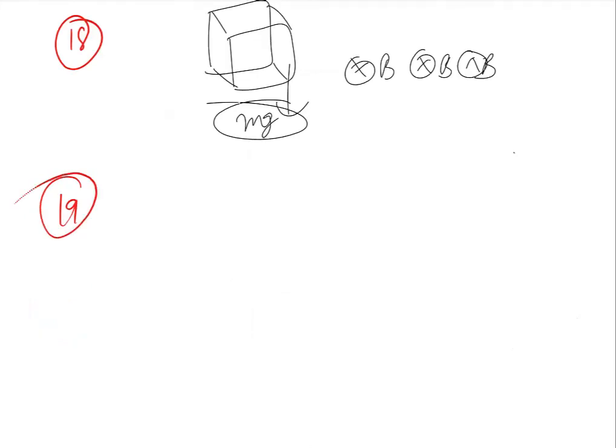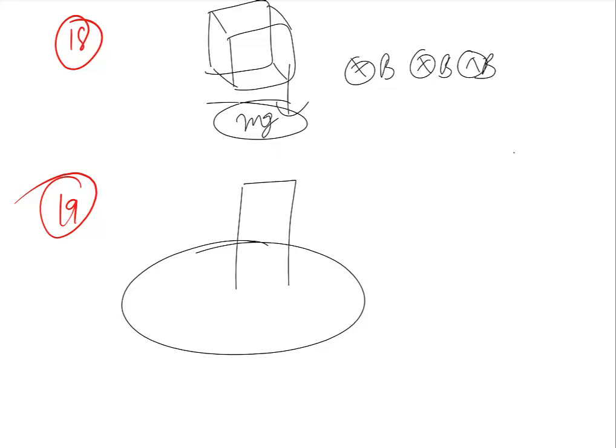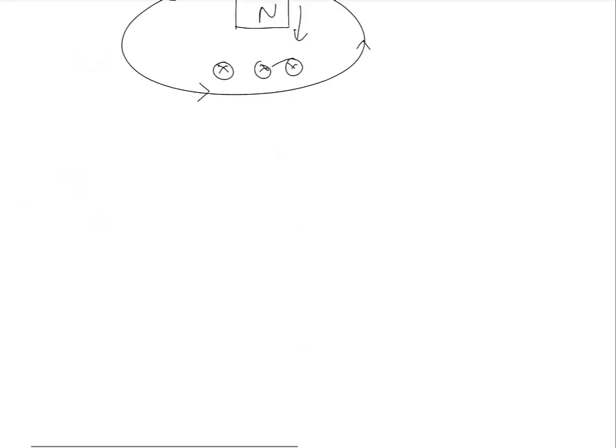Question number 19 says the north pole of a magnet is brought near a metallic ring as shown in the figure. The direction of the induced current will be, okay, so it's just brought near, so we are not making it pass through, otherwise the answer would be different. So this is the north pole, this is the south pole, and this is how we are moving it. So we are increasing the flux into this loop, so the loop will try to compensate that by producing a current in this direction. So the answer is anti-clockwise. Pretty simple question of Lenz's law, isn't it?